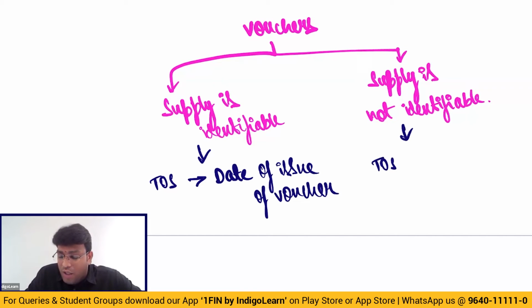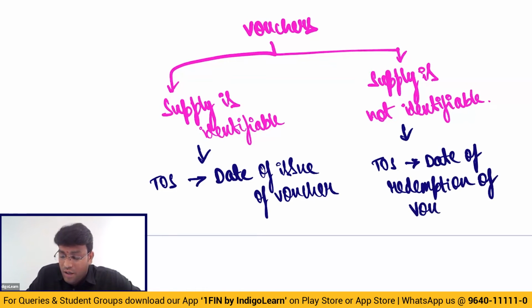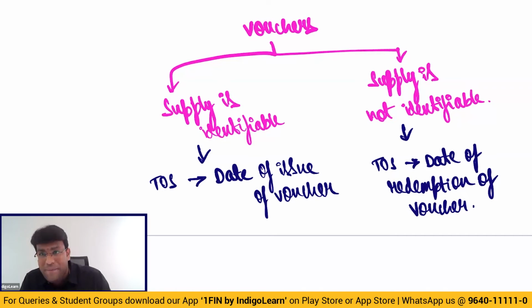And if supply is not identifiable, time of supply will be date of redemption of voucher. So friends, I repeat again, my dear friends, if supply is identifiable, what is the answer? If supply is identifiable, time of supply will be date of issue of voucher. And if supply is not identifiable, time of supply will be date of redemption of voucher. You're getting my point, everybody? Wonderful.